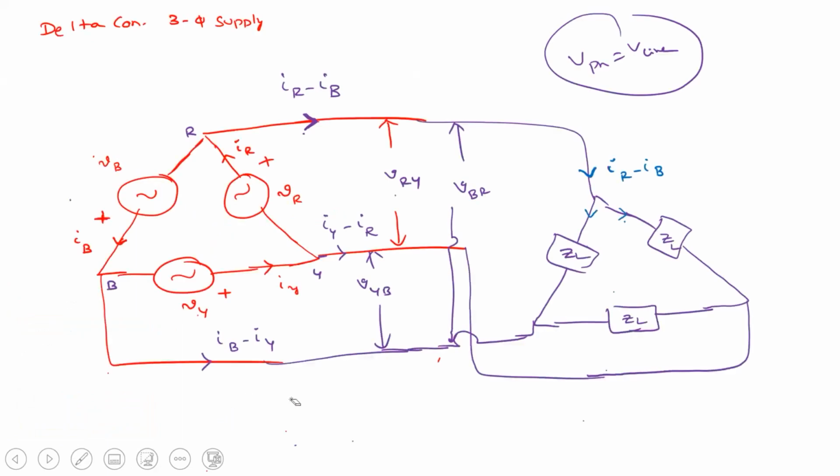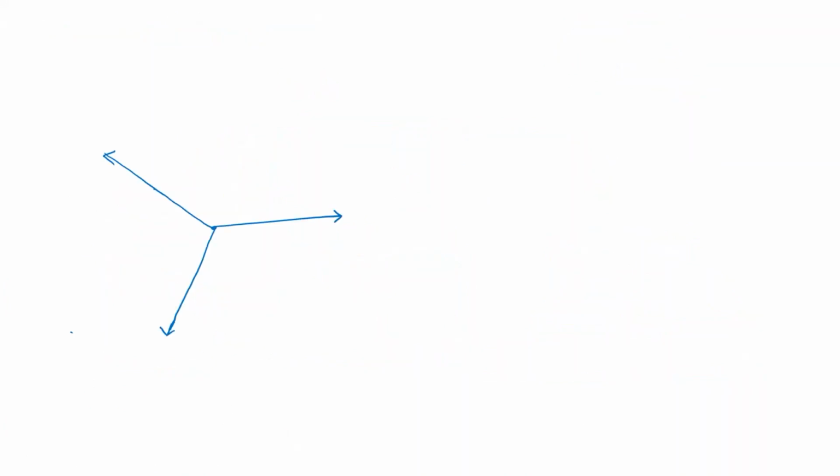Yes, sir, the loads must be equal for balanced circuits. We already discussed balanced source and balanced load. Balanced source means equal magnitudes, and balanced load means ZL, ZL, ZL are all equal, then it is a balanced load. In case of unbalanced load, one is different from another, so that is known as unbalanced.